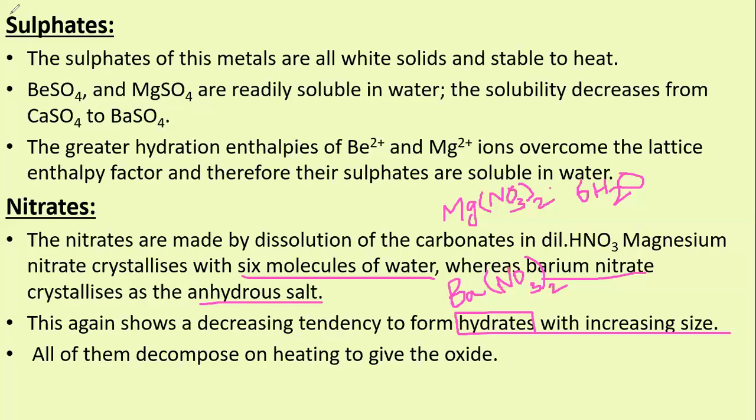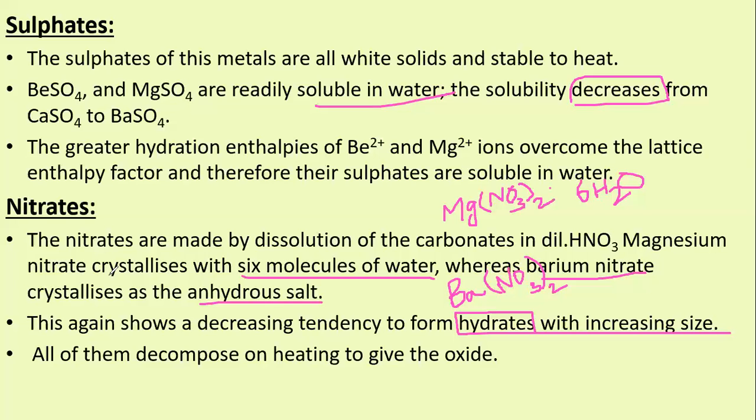So previously we discussed carbonate, now we discussed sulfate, then nitrate. So beryllium sulfate and magnesium sulfate are readily soluble in water, and their solubility decreases from calcium to barium sulfate. Again, the same for the nitrate. How does the nitrate compound form? We have to mix the compound with dilute nitric acid. It reacts with nitric acid so that we get the resulting product in nitrate form. For example, magnesium when treated with nitric acid, the resultant product obtained is simply magnesium nitrate. Right? Again, barium with dilute nitric acid, the resultant product obtained is simply barium nitrate.